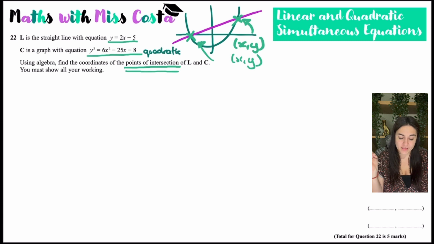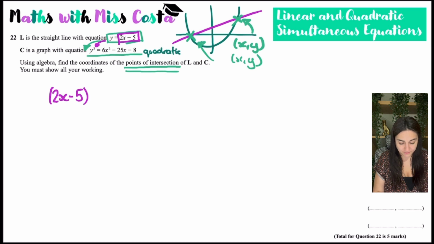Now, the best way to solve linear quadratic equations is by plugging the linear equation into the quadratic. So we are told that y equals 2x minus 5. Wherever I see y in this equation, I can replace that with 2x minus 5. So I could say 2x minus 5 squared equals 6x squared take 25x take 8. The reason I do this is because it then eliminates my y variable, so I'm only left with x's to deal with, and I can solve that.